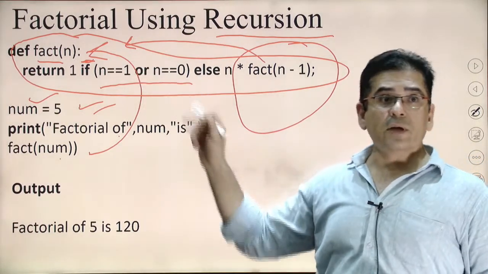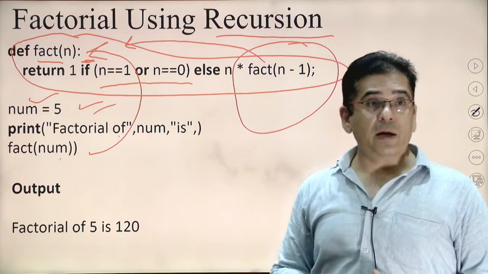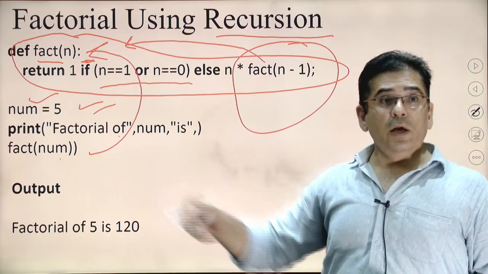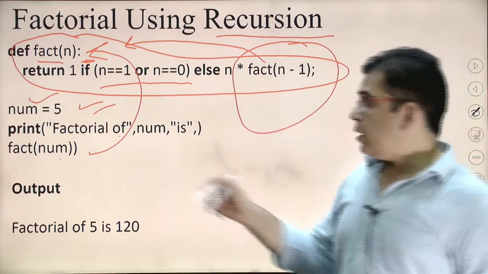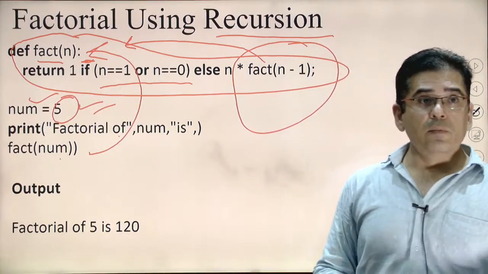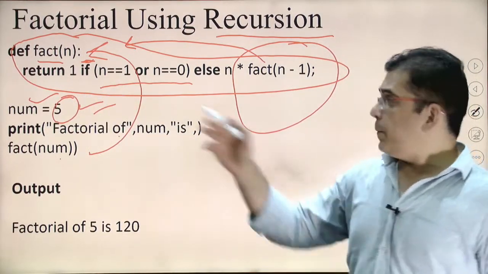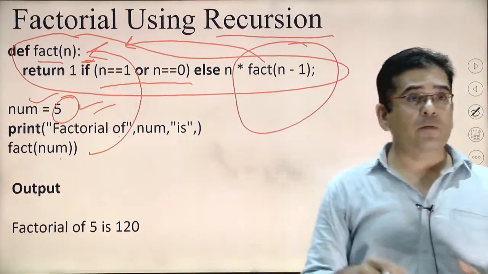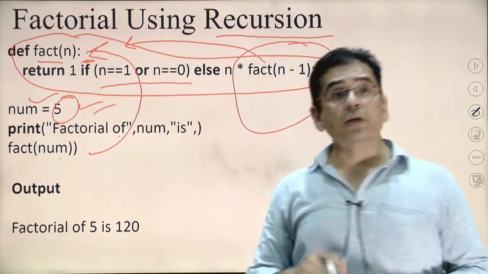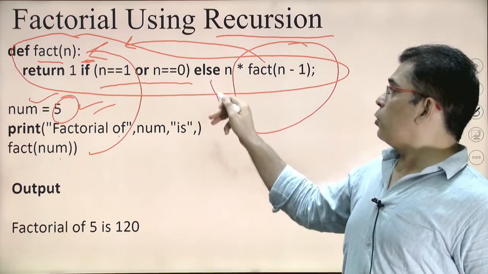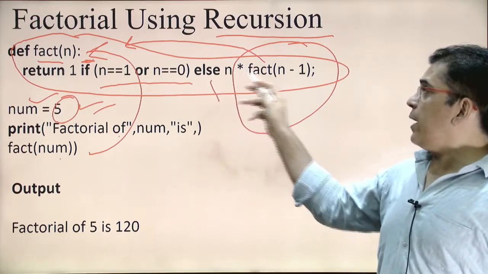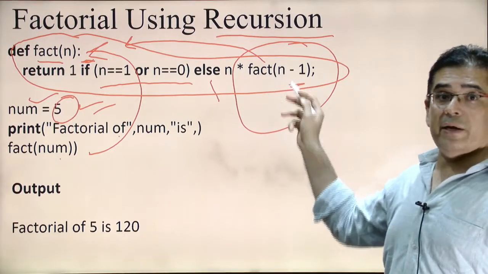Just see the code once again. def fact, within the brackets n, will receive the value from this num factorial num. If the entered value is 1... here I am passing 5. So this if condition fails, because num equal to 5 has been passed to n, and n has been given the value 5. So if n is equal to 1 or 0, the condition fails, then it will go to the else part. In the else part, this n will be multiplied by fact(n minus 1).